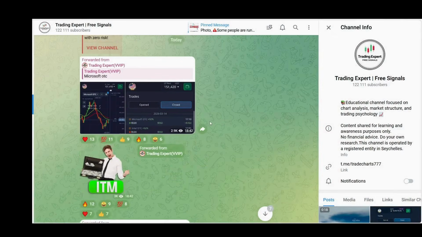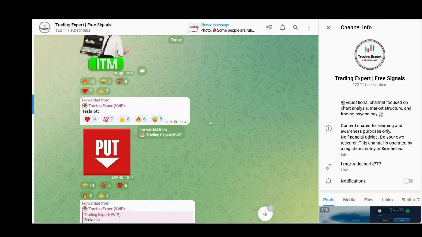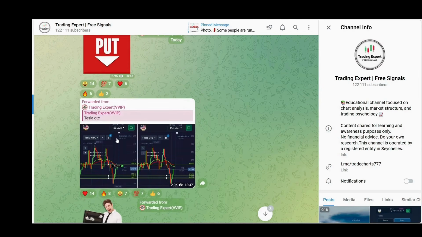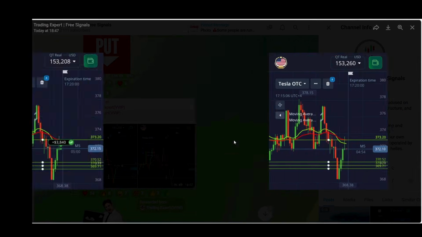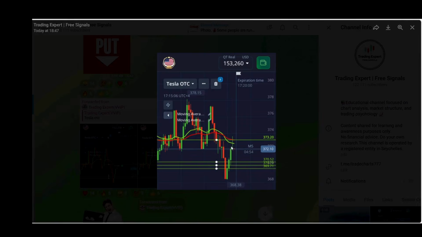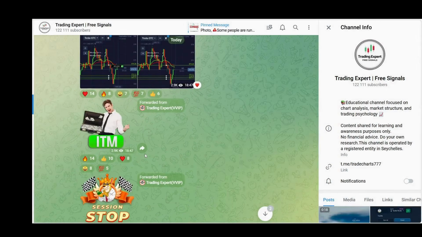Now let's move on to the next trade, which we provided on Tesla OTC for the downside move. This was the trade. We got the entry above the moving average, and from the moving average, the market rejected the price. You can also see a downtrend here. That's why we provided a signal for the downside move, and this was also an amazing win.